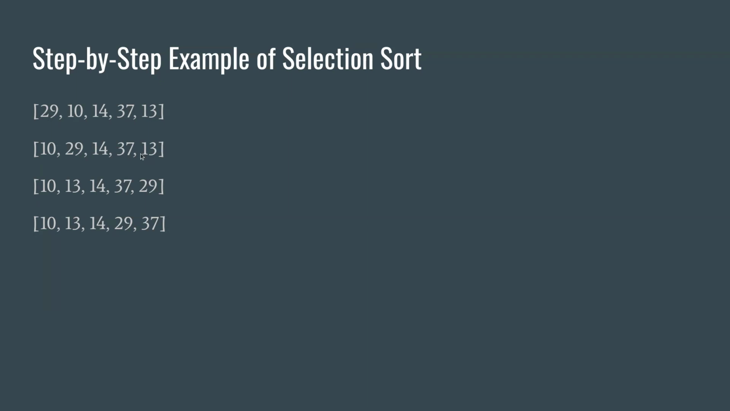And then we would consider 29 and find 13 as the next smallest in the unsorted portion right here. So we would want to swap 13 and 29, and this would yield this array: 10, 13, 14, 37, 29.